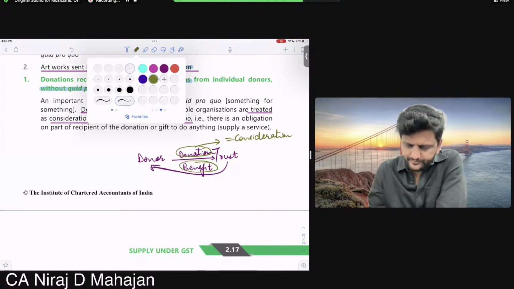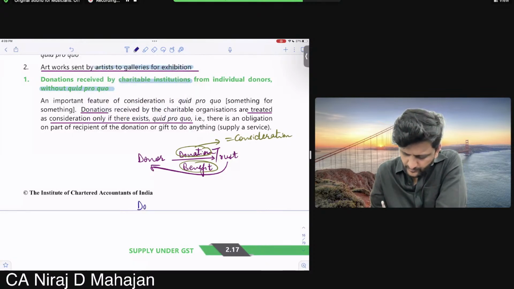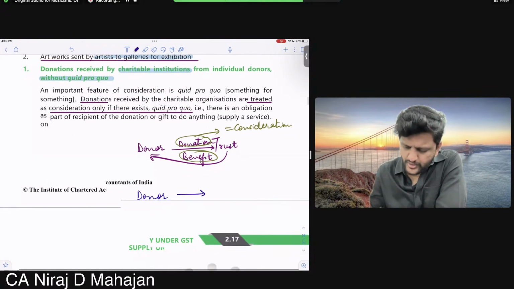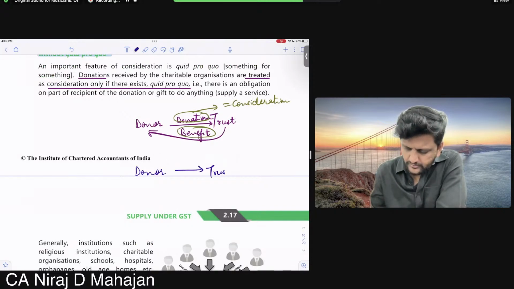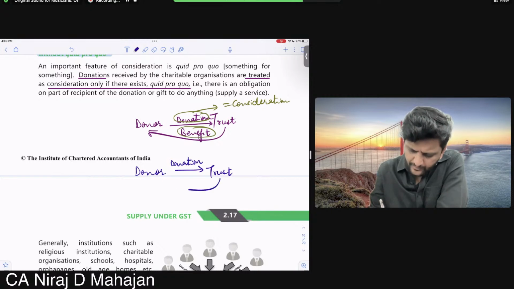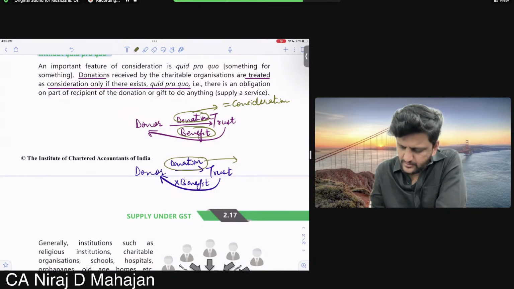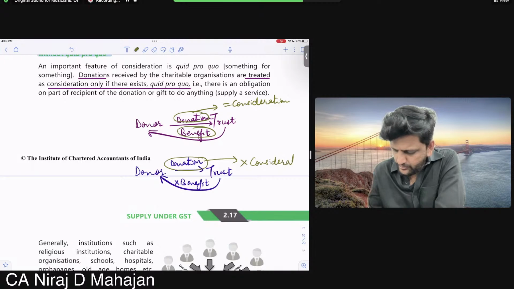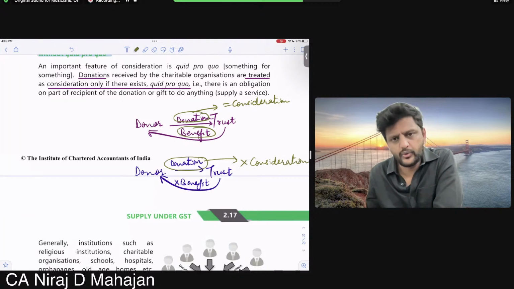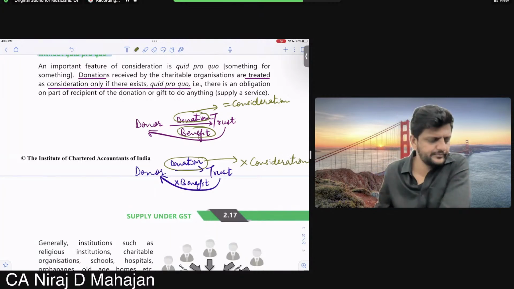Same example. Donor gives donation to the trust, and the trust doesn't care at all. That means they just say, thank you, fine, no problem, bye bye, goodbye. Then this donation will not be considered as a consideration, because there is no quid pro quo. Clear, all of you? Is it fine?